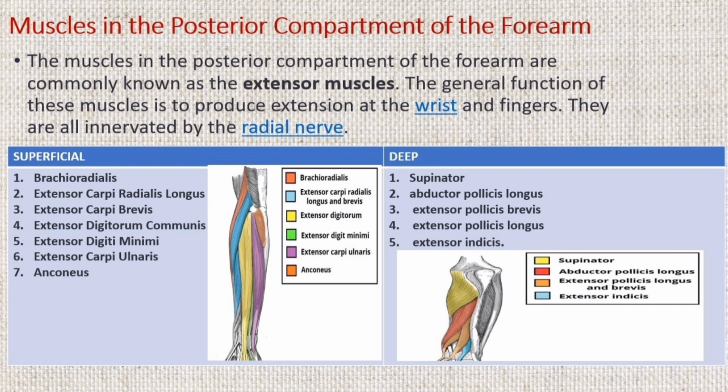Extensor carpi ulnaris. The extensor carpi ulnaris is located on the medial aspect of the posterior forearm.